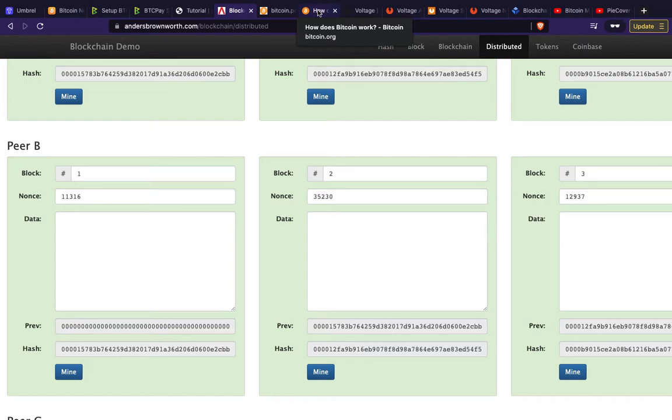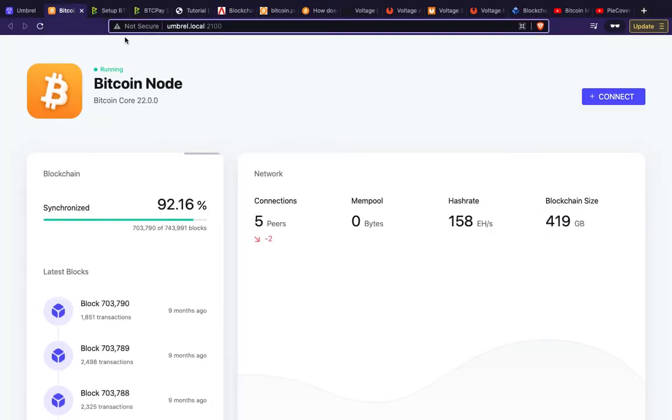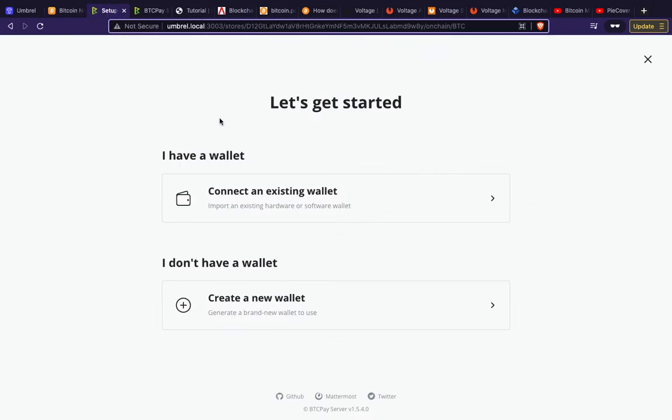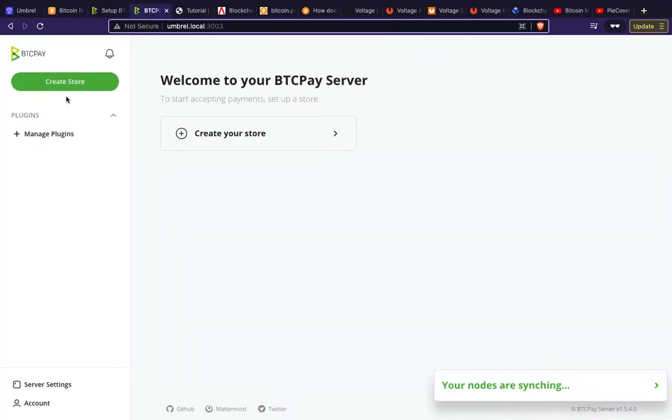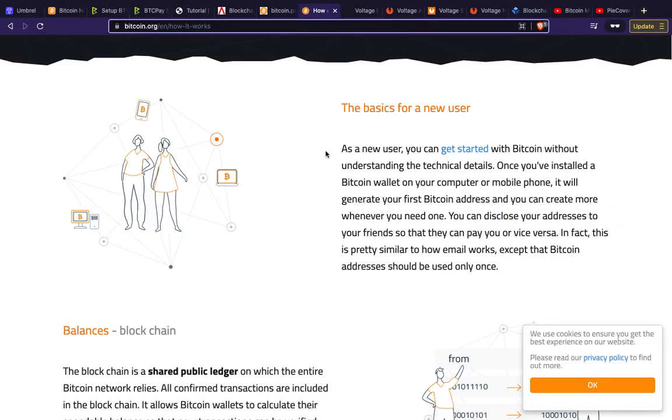Hopefully, you guys find some value in this, and I'll show you some other interesting things: how a Bitcoin node works, and also a Bitcoin server, BTCPay, which allows you to receive payment on the internet. Now, first, let's check on the basics.